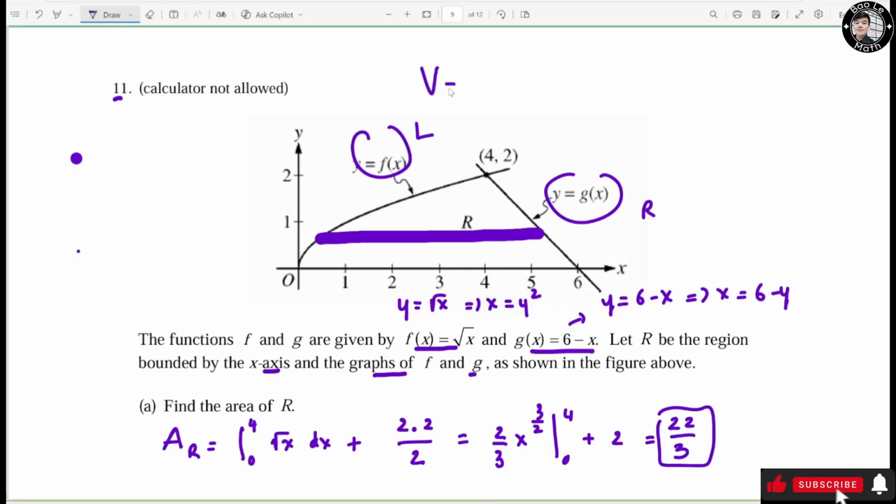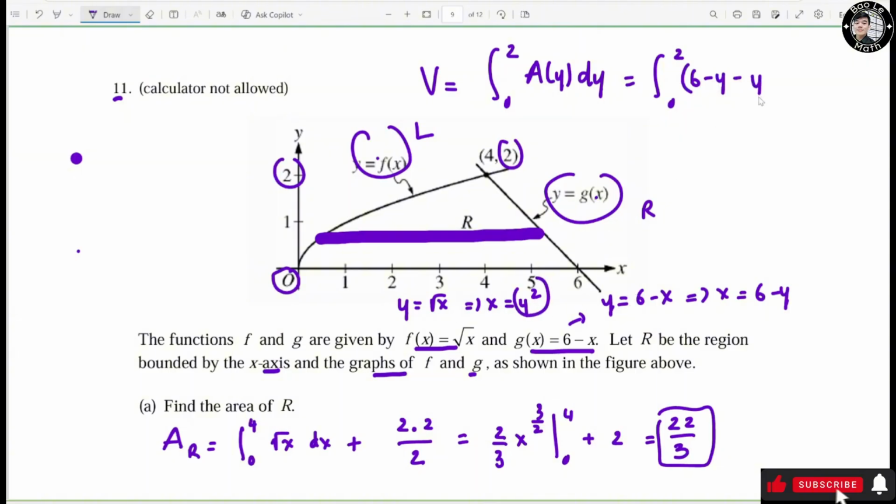So the volume equals the integral from 0 to 2 of A(y) dy. The base of the rectangle is the difference between g(x) and f(x). So g(x) is going to be 6 minus y right here, subtract f(x), which is y squared, dy. The height is 2y.